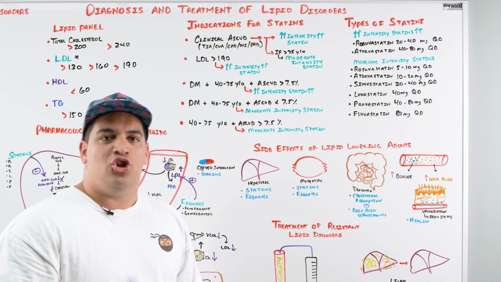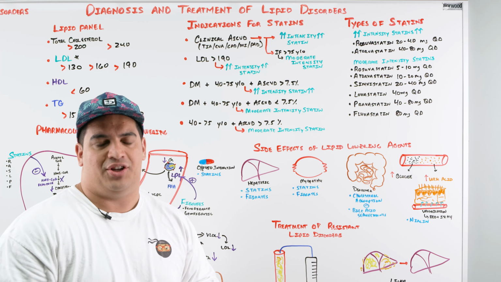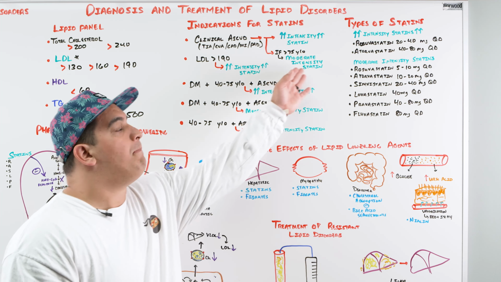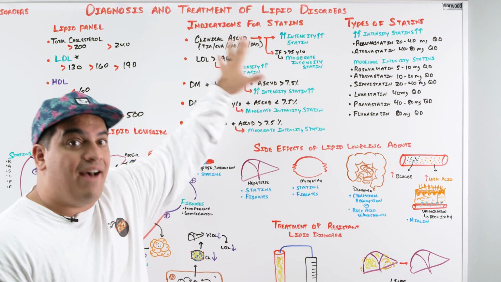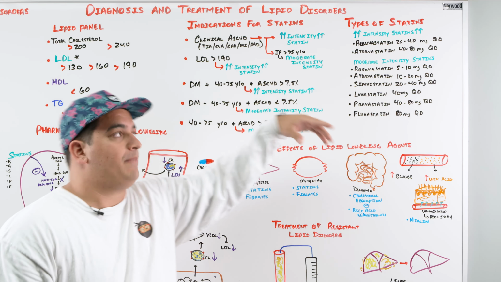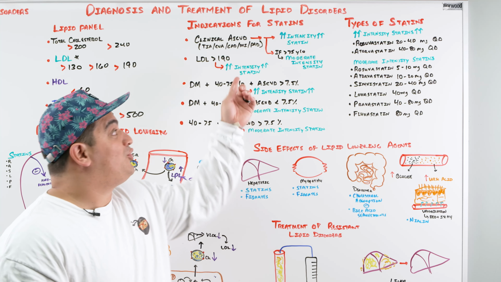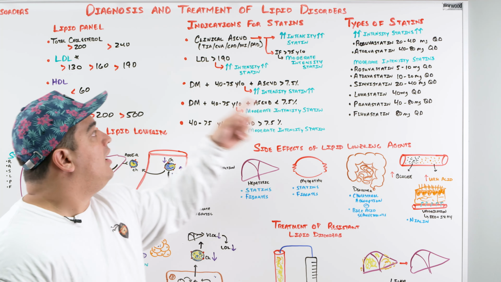The only reason you would do a moderate intensity is if they're really old, greater than 75 years of age, because they may have more side effects from the higher intensity statin. So you may do a moderate intensity statin if they're greater than 75. But if they have clinical evidence of atherosclerosis, you go high intensity. If greater than 75, moderate. The next thing, LDL greater than 190, that's super high. You go straight on a high intensity statin because you're at super high risk for complications.